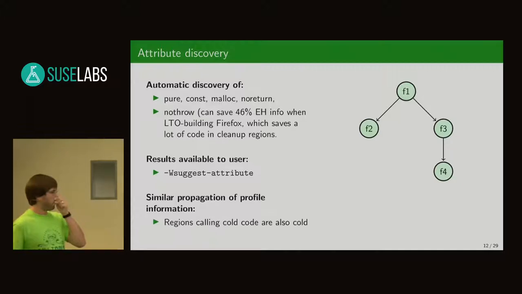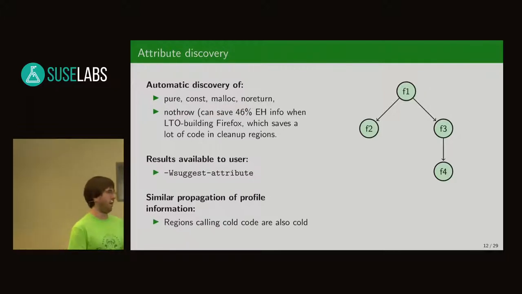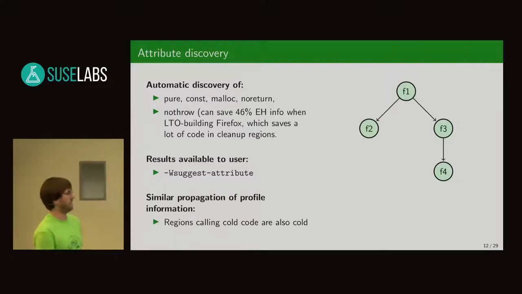Similar propagation of information is done for profile. The basic usage is that regions that are calling cold code, like abort, which usually doesn't happen, or shouldn't, are cold regions. And if something calls a function that just calls abort, that something is probably also a cold region as well. So something similar is done with profile information. And by profile information, we mean the guessed profile information, what we believe is actually the profile. The measured profile, of course, is measured.